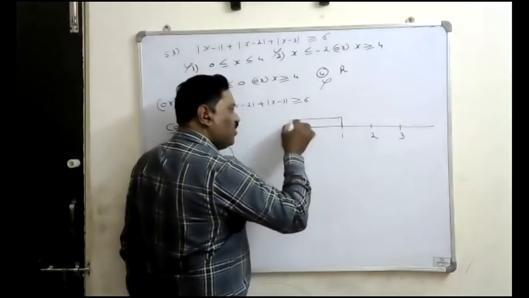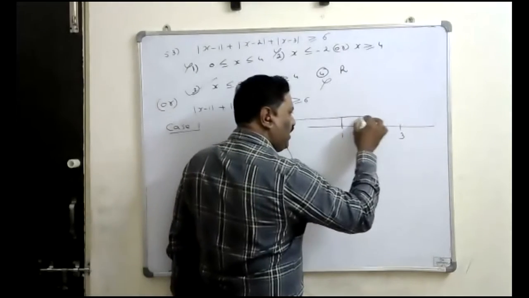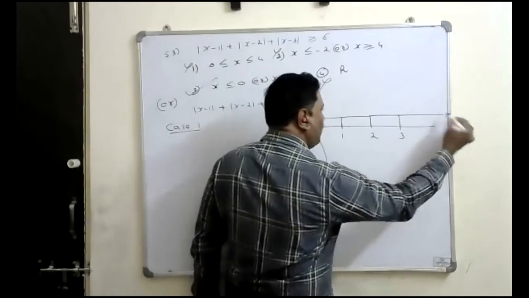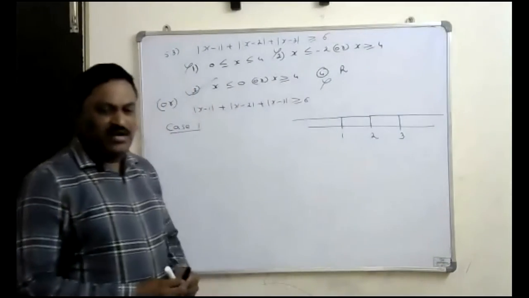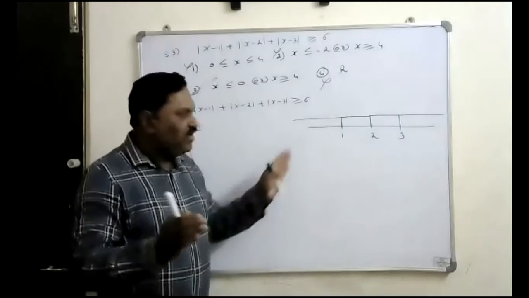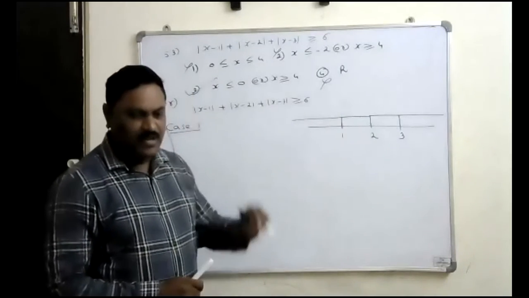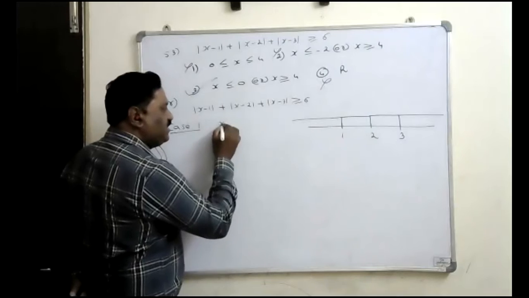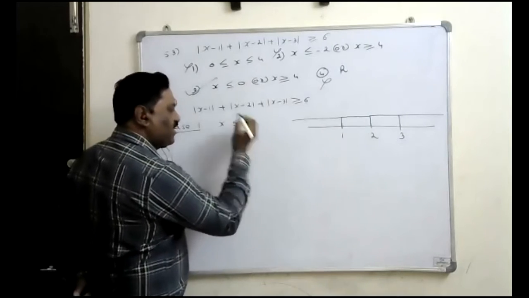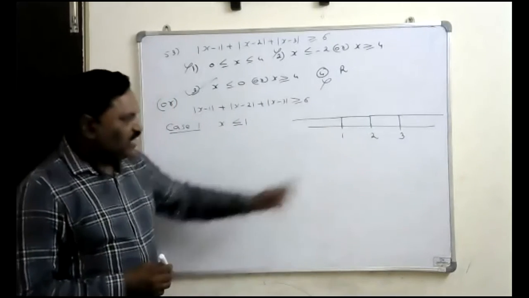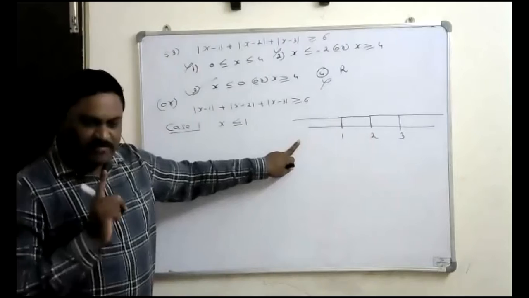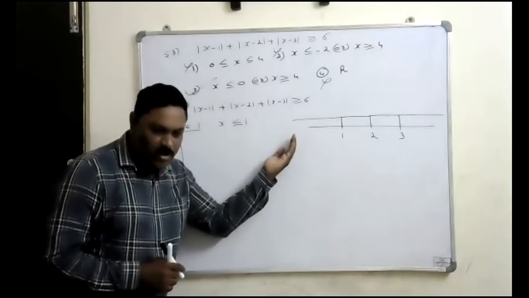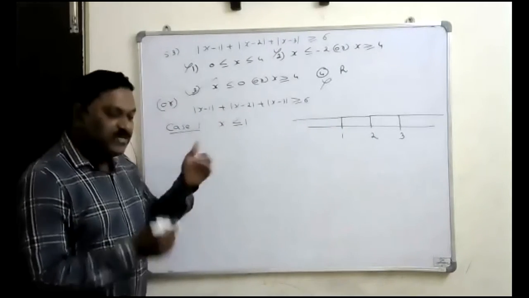This entire real number line I will divide into 4 parts. Once I will take x less than 1. Next I will take x lying between 1 and 2, between 2 and 3, and more than 3. Like that, the entire real number line is divided into 4 parts. In the first case, suppose x is less than or equal to 1. I will take it in the first case.